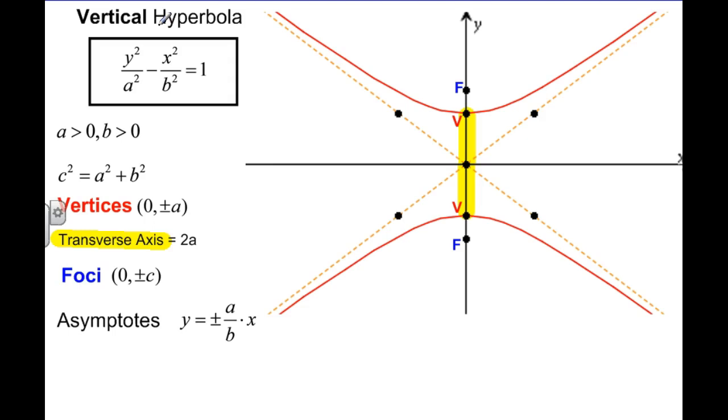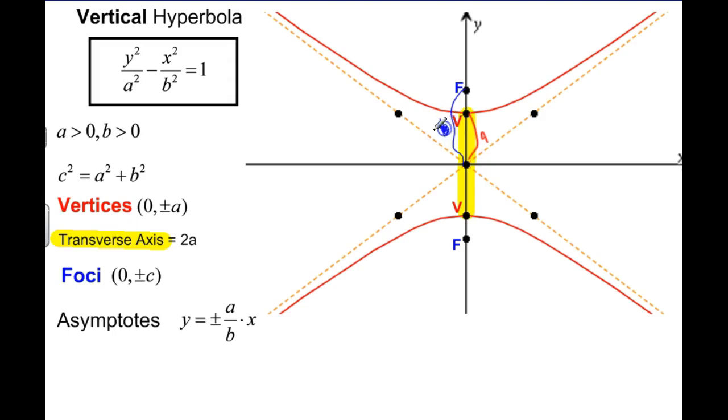Good, write down these formulas. I'm not going to talk too much about them. Just write them down in your notes. Again, you can use these. Again, the distance from the vertex to the center is called A. The distance from the focus to the center is called C.